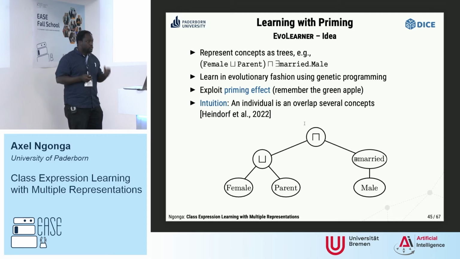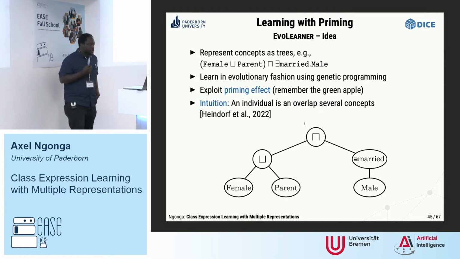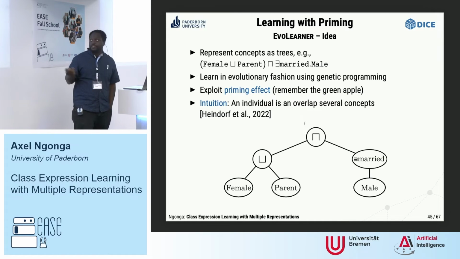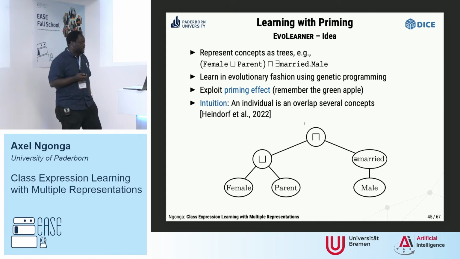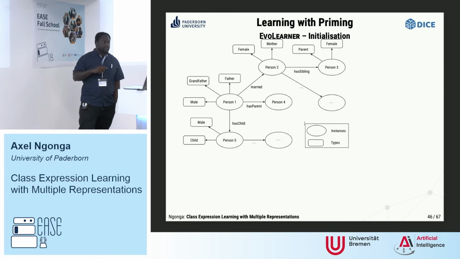And we want then to learn our class expressions in an evolutionary fashion by using basically the priming effect, ergo the idea of pushing our algorithm in a certain direction from the beginning. And the intuition here is that really an individual, if you think about it, is an overlap of several concepts. So by looking at a portion of the concise bounded description of our individuals, we can actually find concepts which are potentially good candidates for a solution. So the way the algorithm works is actually pretty straightforward.